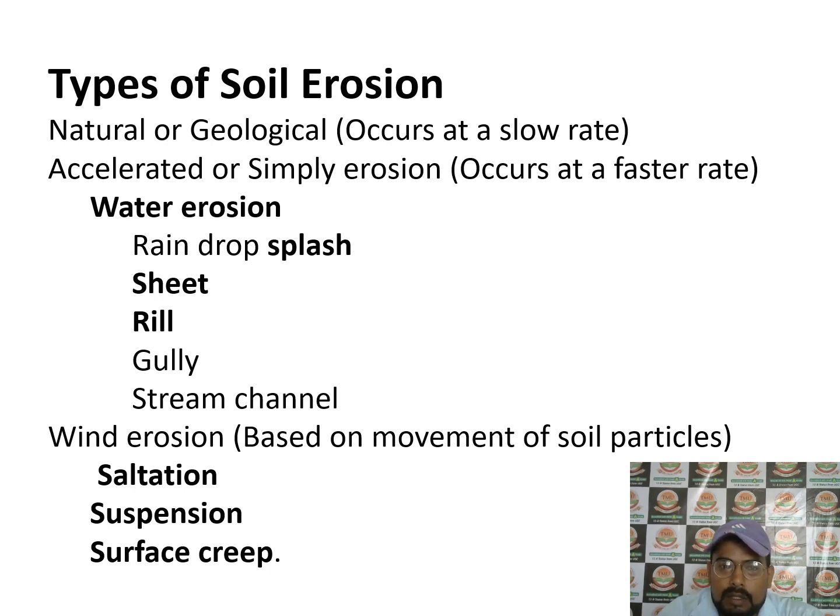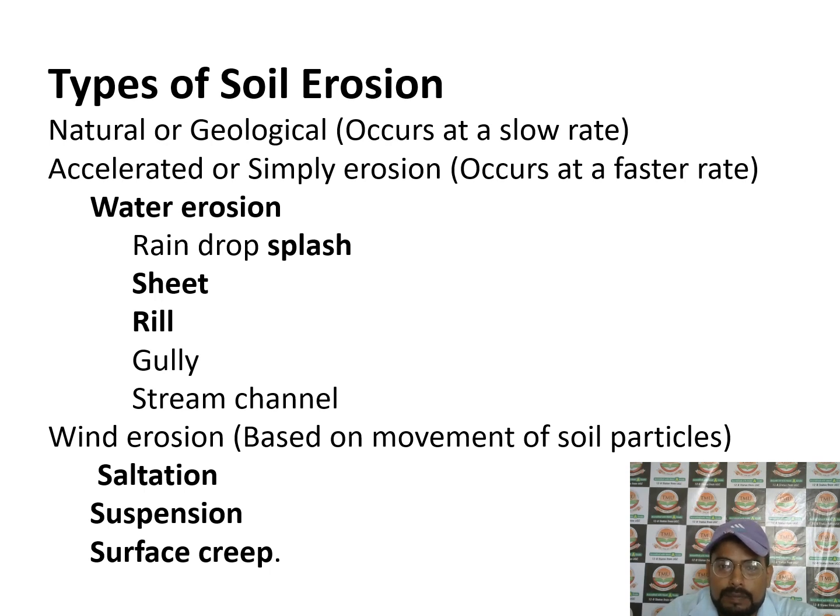Now the types of erosion, that means different classifications. First is natural or geological erosion. That means it occurs naturally or ecologically at a slow rate. But accelerated erosion is simply defined as erosion that occurs with an increased rate, with increased intensity of the factors, like human activities or mining, which accelerate the activity of the factors.